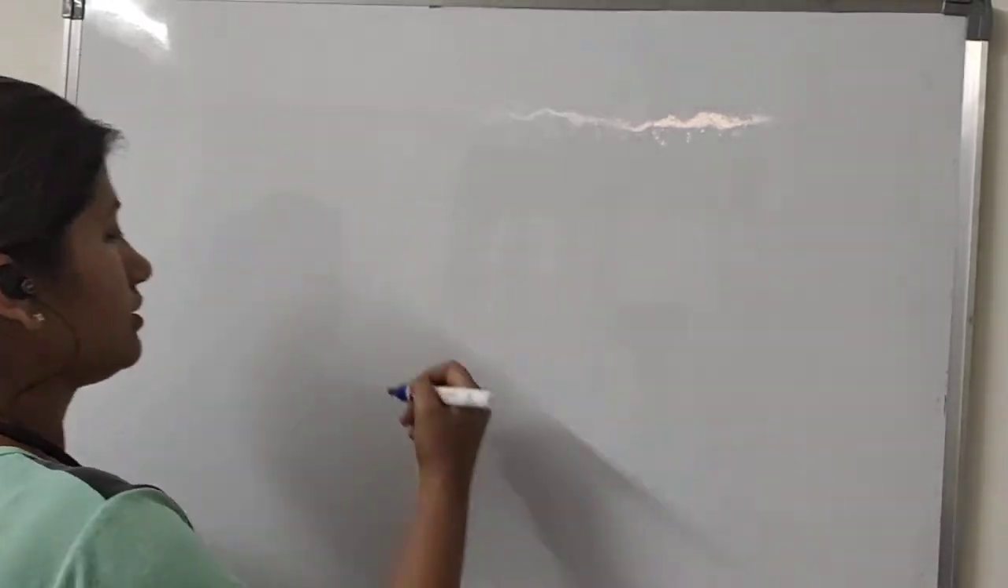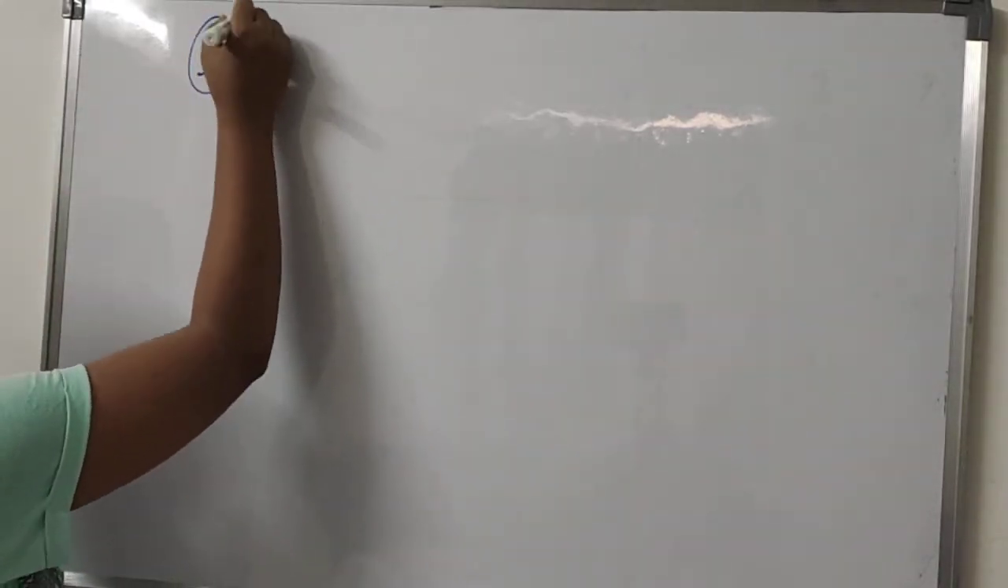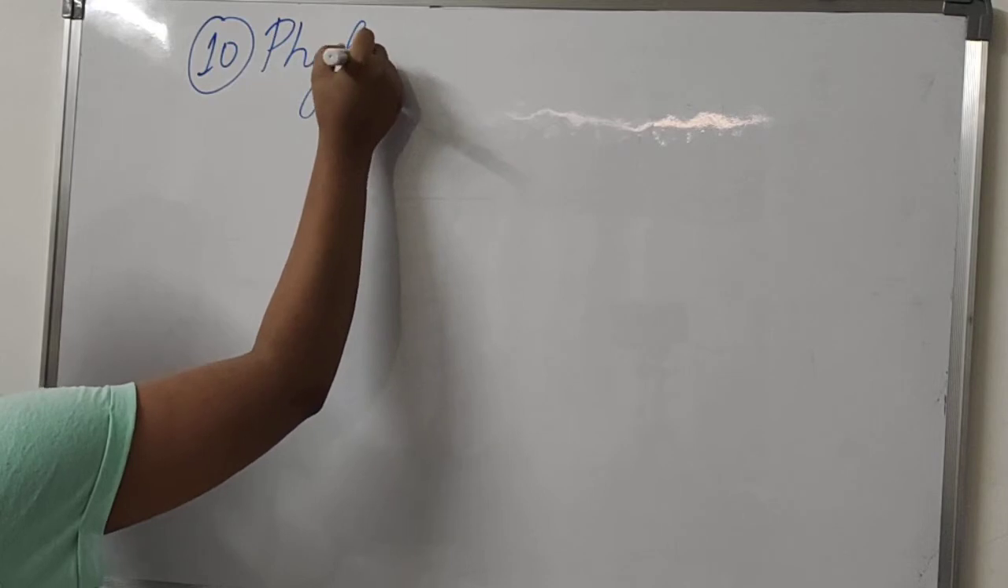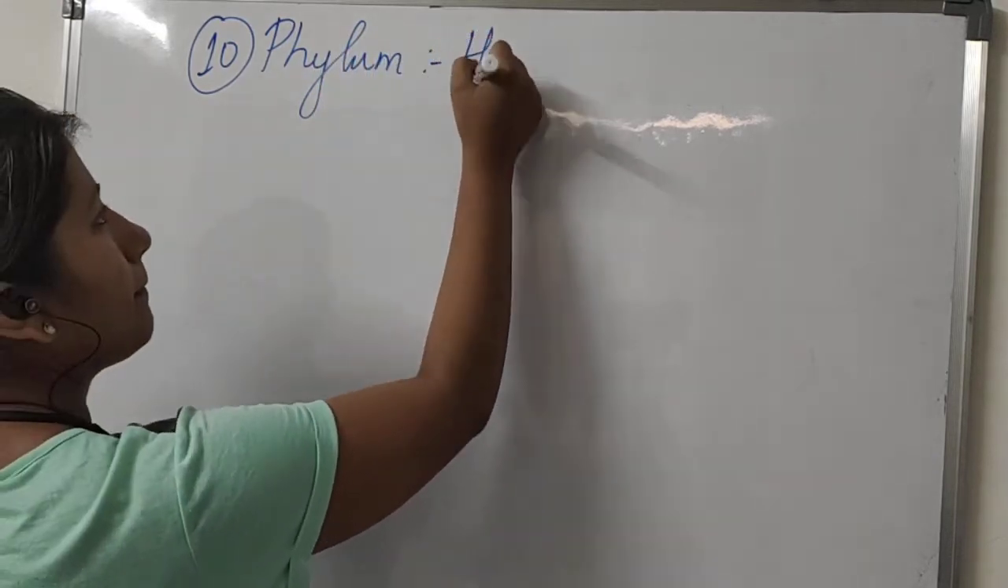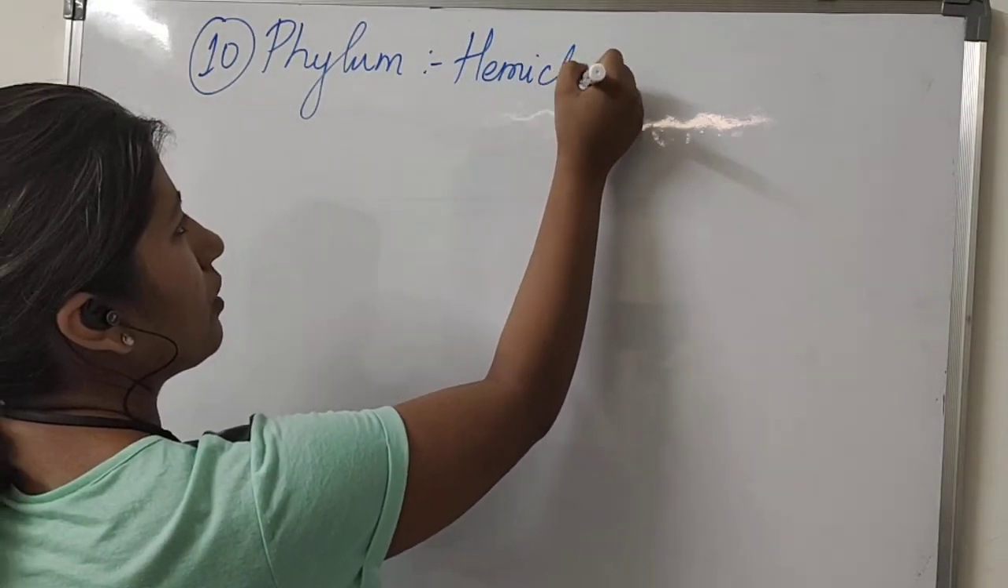So today we'll be continuing the rest of the phylum which we have left. We have completed 9 phylum up to Echinodermata. Now we are left with 2 phylum, that is Hemichordata and Chordata. And under Chordata we'll be learning 7 different classes of Chordata. Alright, so we will start with number 10 phylum, Hemichordata.